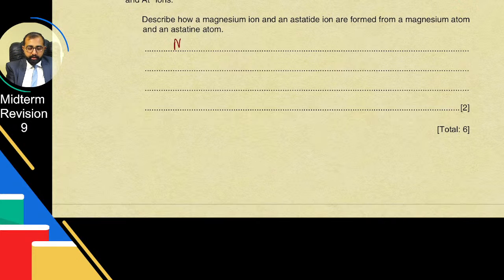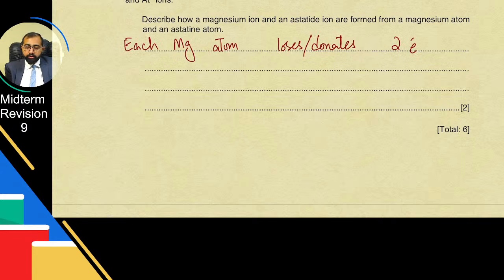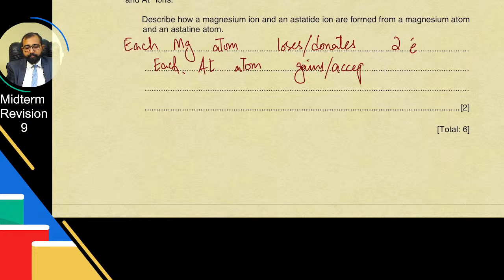So we'll say magnesium atom loses or donates 2 electrons. Yeah, each magnesium atom donates 2 electrons. Notice that this is a 2-mark question. That means 1 mark is for telling how many electrons there are, and the second mark is for telling where they come from and where they go. So the second one will be each At atom gains, or you can also say accepts, 1 electron, and you're good to go.